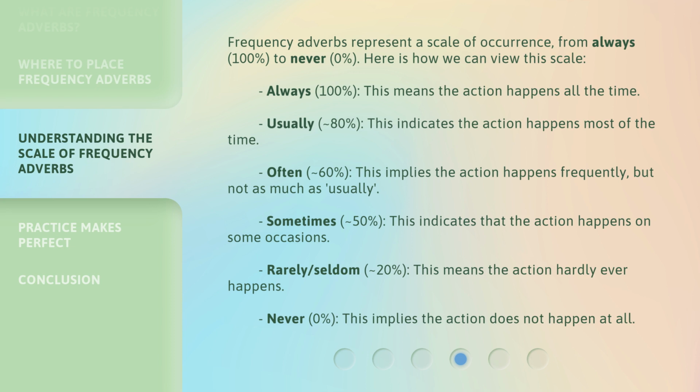Sometimes, approximately 50%. This indicates that the action happens on some occasions. Rarely, seldom, approximately 20%. This means the action hardly ever happens. Never, 0%. This implies the action does not happen at all.